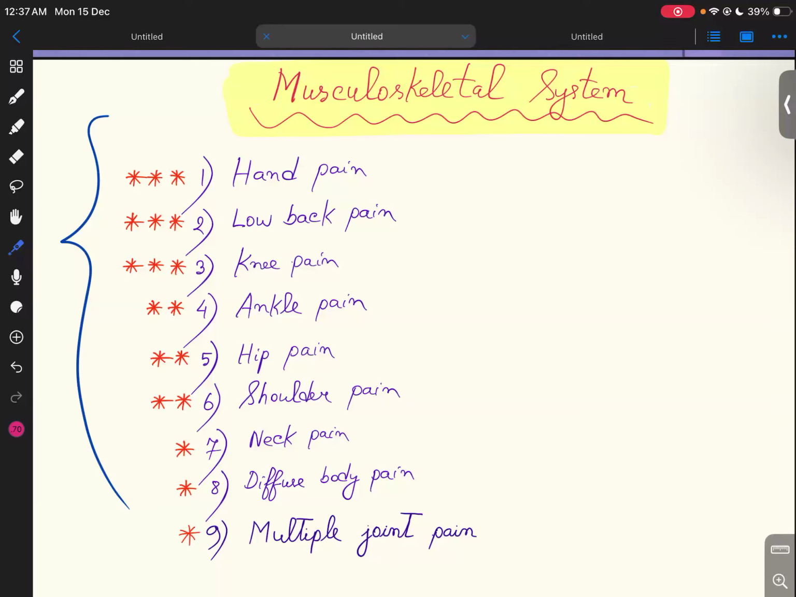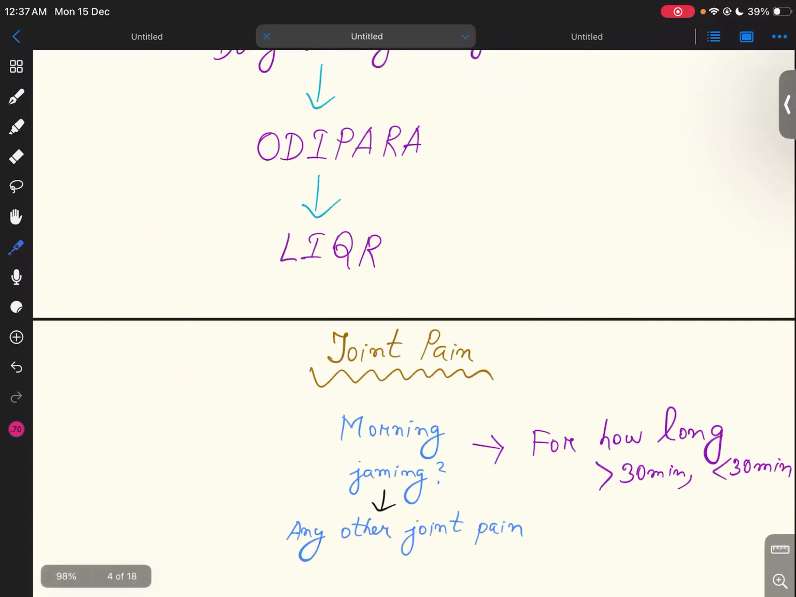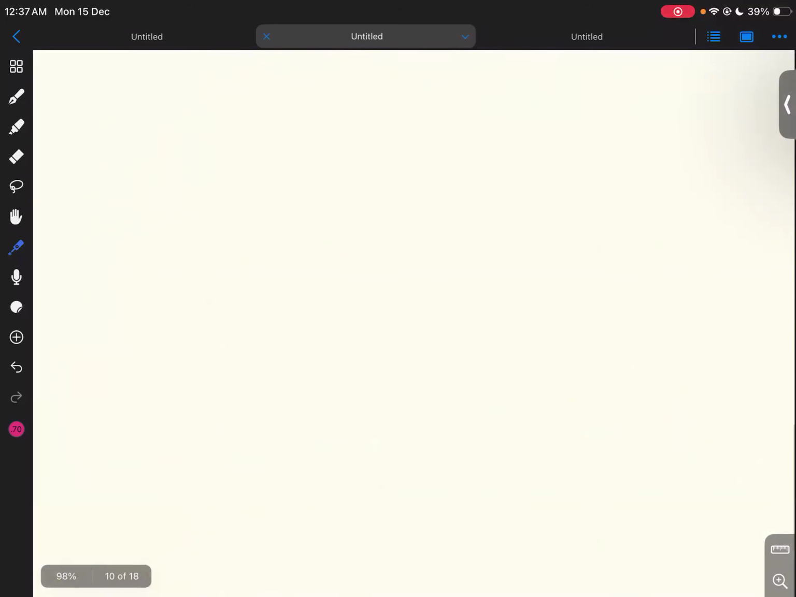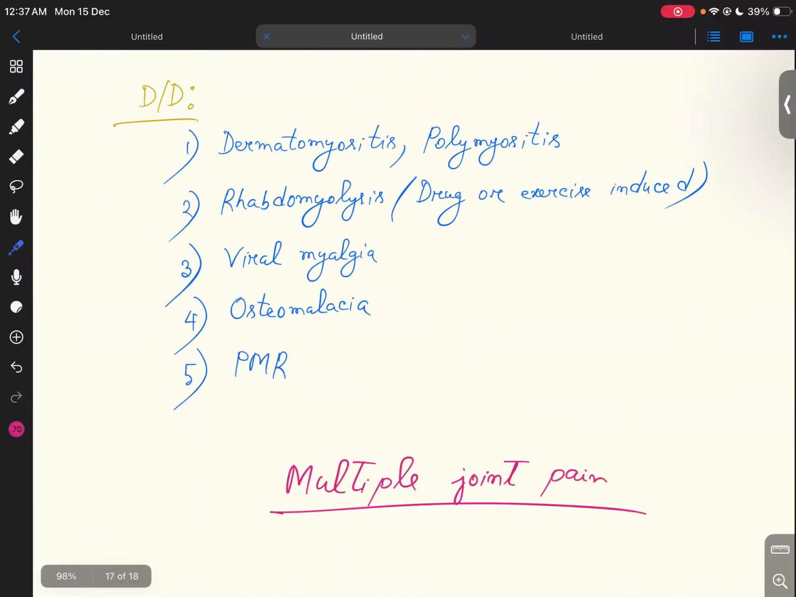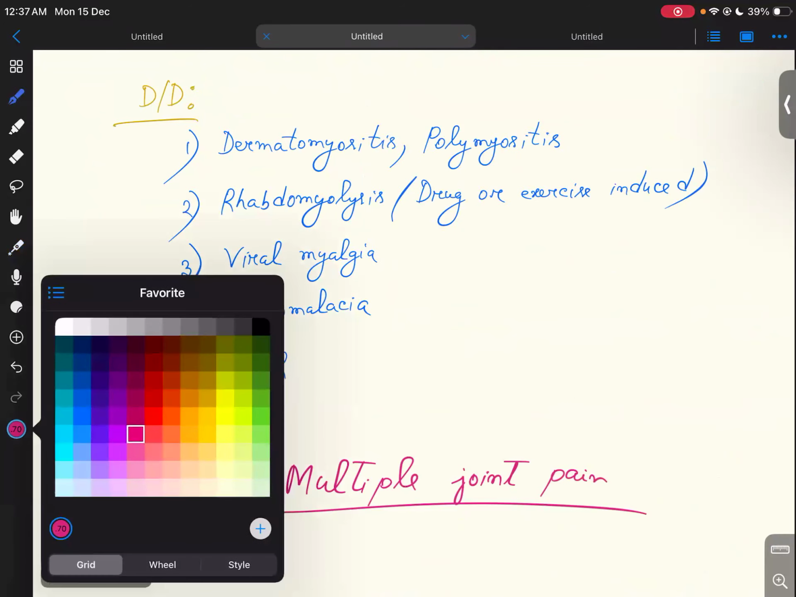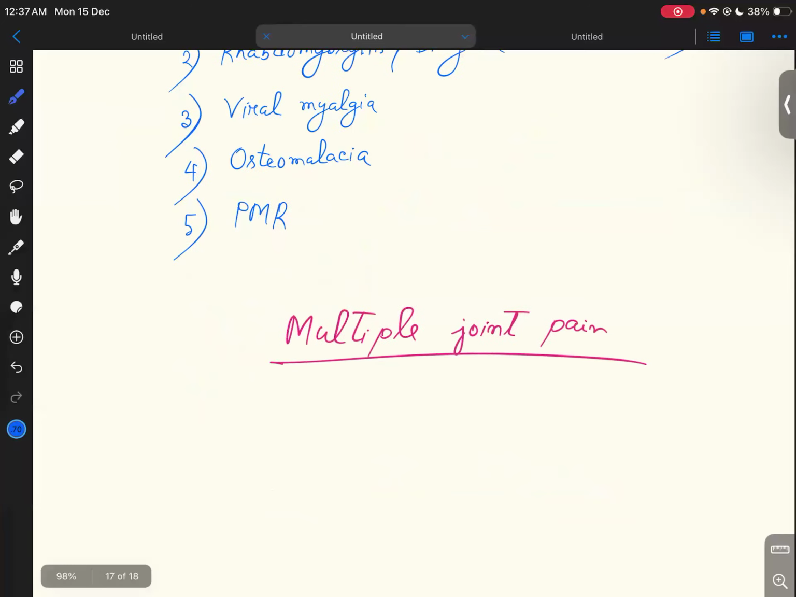Dr. Raisa, should we put fibromyalgia as a differential diagnosis? Yes, doctor. Fibromyalgia will be there, sorry, it was my mistake. Fibromyalgia will be there automatically. I have not put it. Sorry, doctor, thank you for correcting me. I forgot to put it. In the differential diagnosis of diffuse body pain, fibromyalgia will be there automatically.